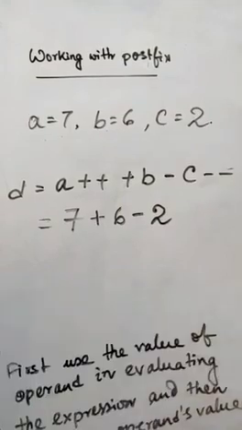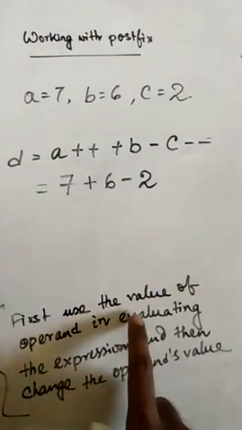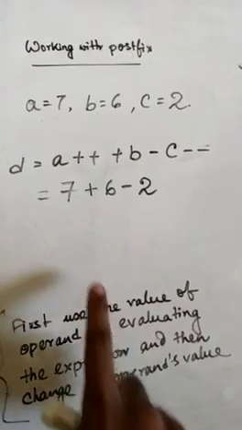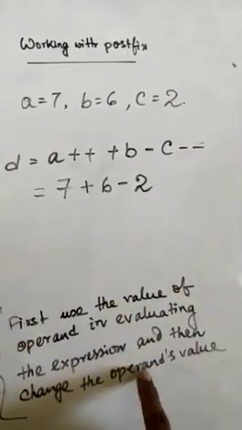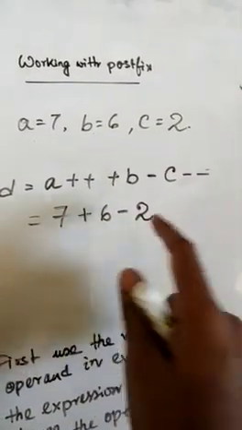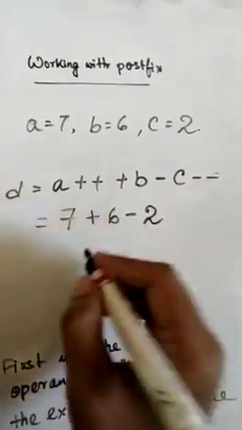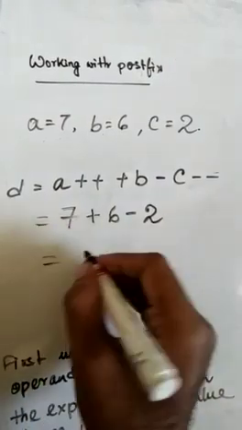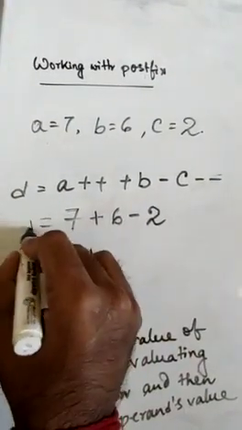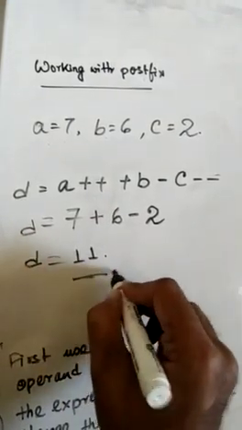In case of postfix version, remember that whatever the value, we will first use the value of the operand for evaluating the expression, and after that we have to change the operand's value. So after putting the value here, the value of C becomes 1. So now we can calculate: it's 11. The value of D is equal to 11. This is our answer.